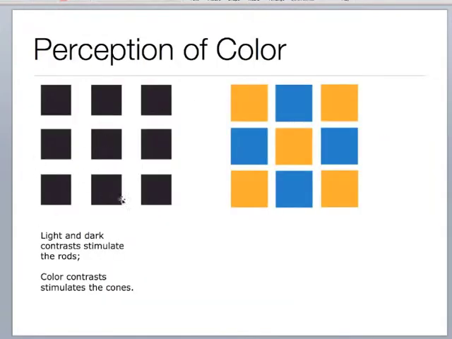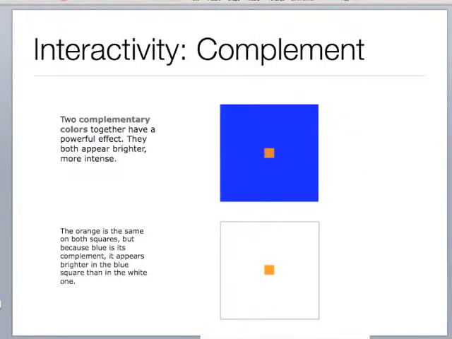Light and dark contrasts, such as you see with these black squares, stimulate our rods, and the color stimulates our cones. If you should ever need to remember the difference between rods and cones, a little tip is that the word color has a C in it, and so does the word cones. So, rods and cones.